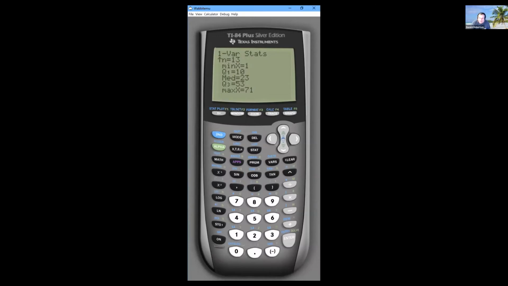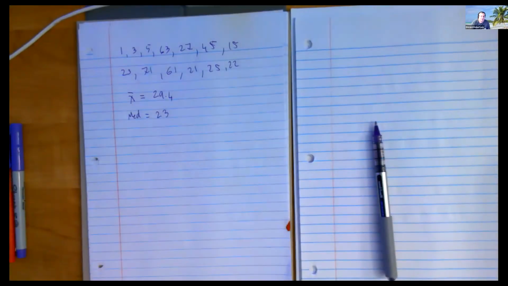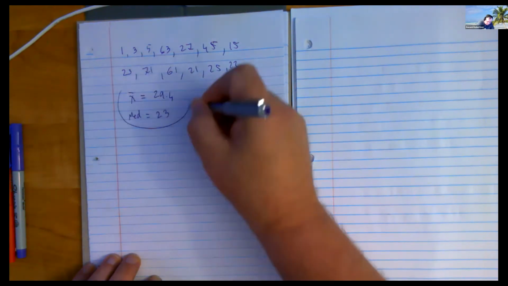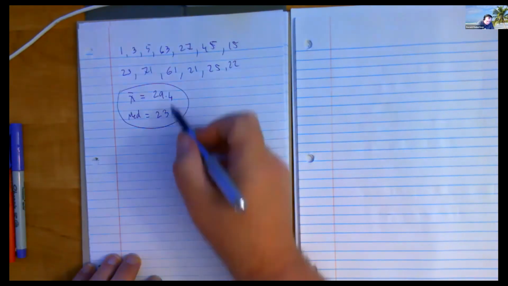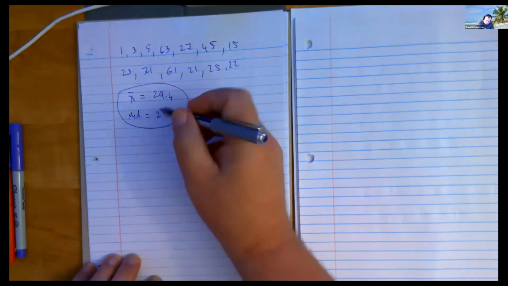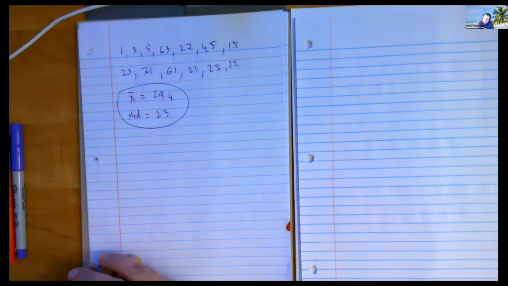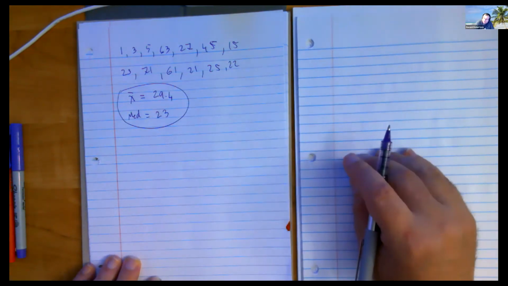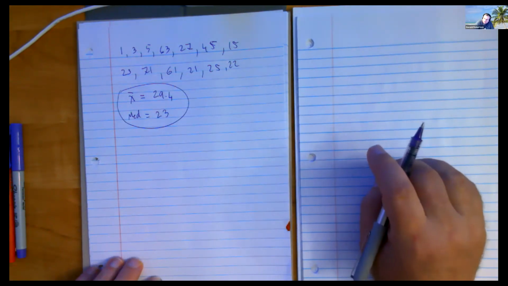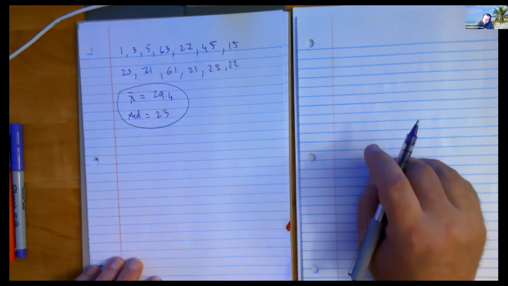So here is my summary of that data that I just typed in. Right. So here is the data. The mean is 29.4, the median is 23. Based on only that data, do you think we're going to be skewed right, skewed left, or symmetric? And you have to commit to one of the three. Skewed right, skewed left, or symmetric.